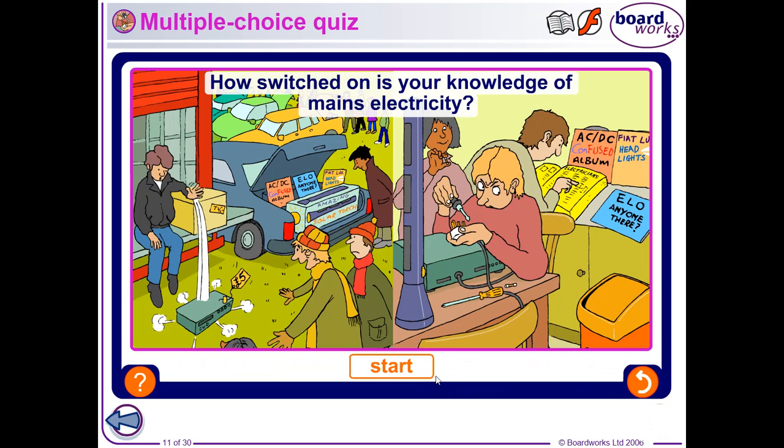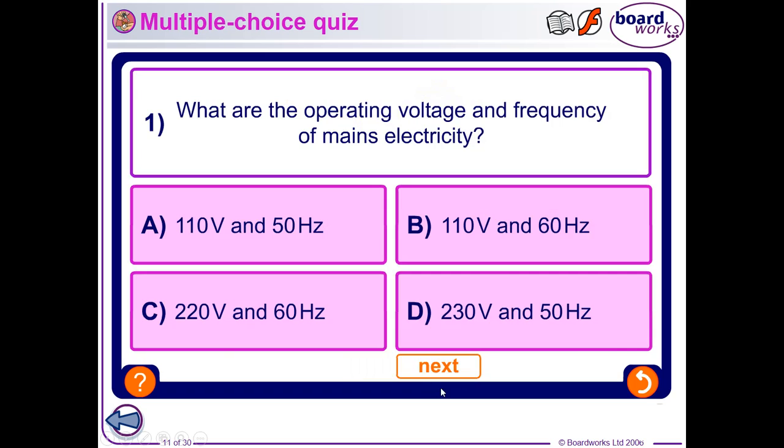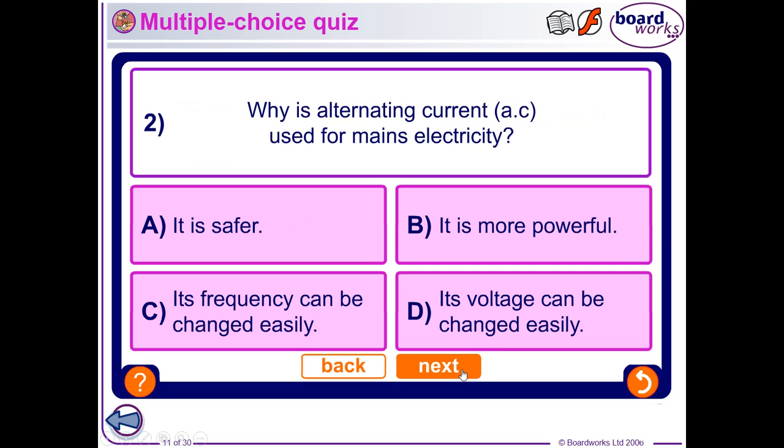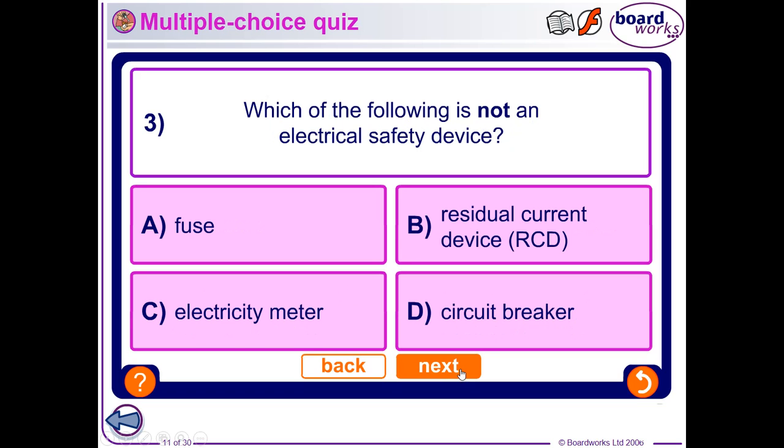And then, quick quiz. I'll go through the quiz now, and you can write the answers in your Google Doc, but I think as well I'll put these into Google Forms. So, what are the operating voltage and frequency of mains electricity? Write down your answer. Write down if you got it right or wrong. I won't correct them if you are watching the video. Why is alternating current used for mains electricity? Pause the video, write it down in your Google Doc. Which of the following is not an electrical safety device? Pause the video, write it down in your Google Doc.